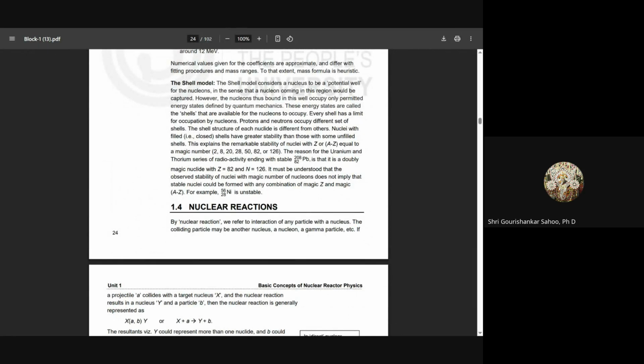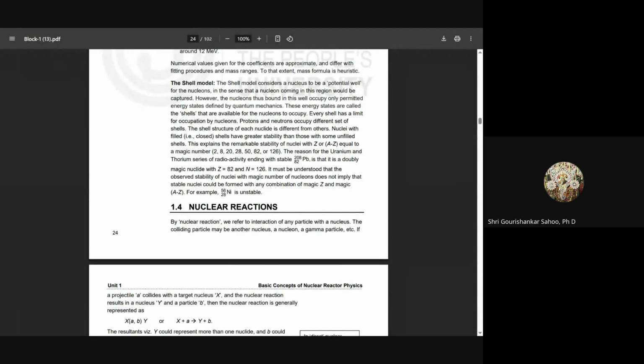Then another model is the shell model. The shell model considers the nucleus to be a potential well for the nucleons, in the sense that a nucleon coming into this region would be captured. However, the nucleons thus bound in this well occupy only permitted energy states defined by quantum mechanics. These energy states are called shells that are available for nucleons to occupy. Every shell has a limit for occupation by nucleons. Protons and neutrons occupy different sets of shells. The shell structure of each nuclide is different from other nuclei, with filled, that is closed, shells giving greater stability than those with small unfilled shells.